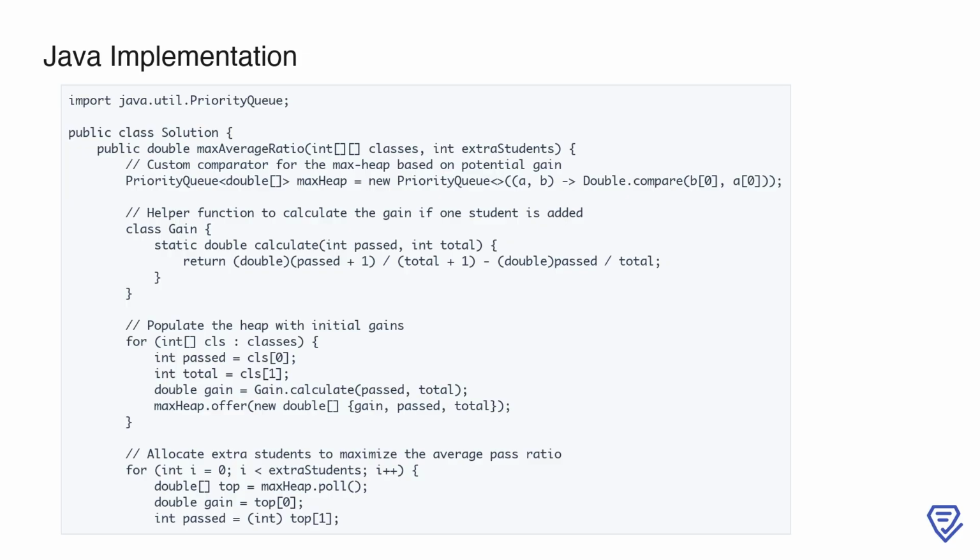We then populate the heap by iterating over each class in the input array. For each class, we extract the number of passed and total students, compute the initial gain using the helper function, and add it to the heap along with the class data. This sets up our structure to efficiently allocate the extra students.